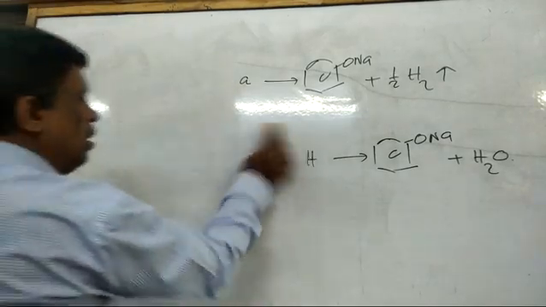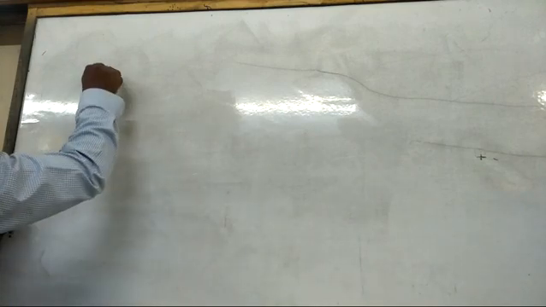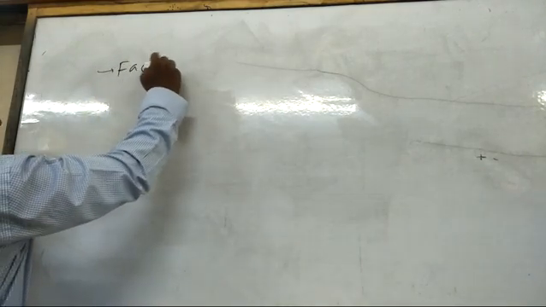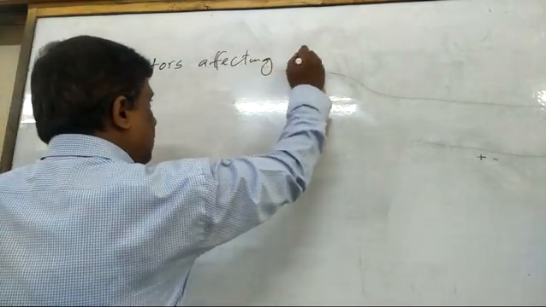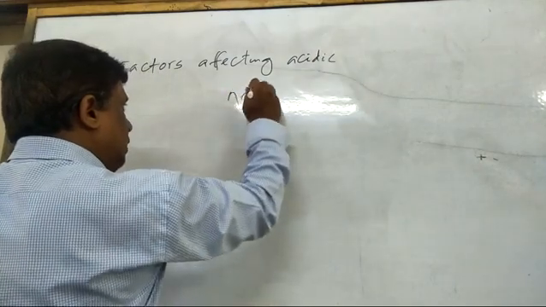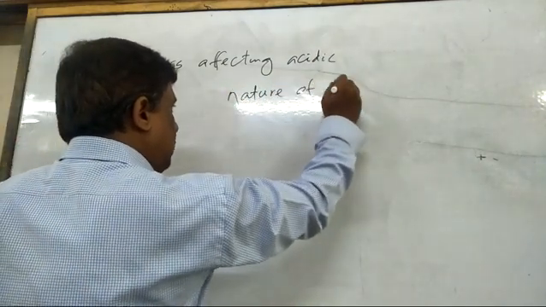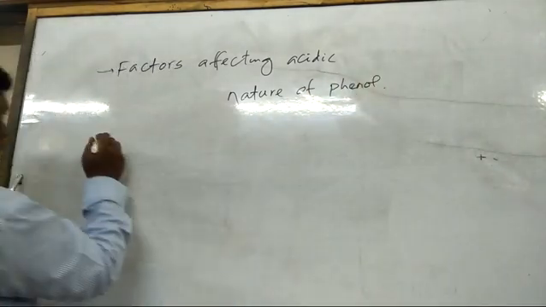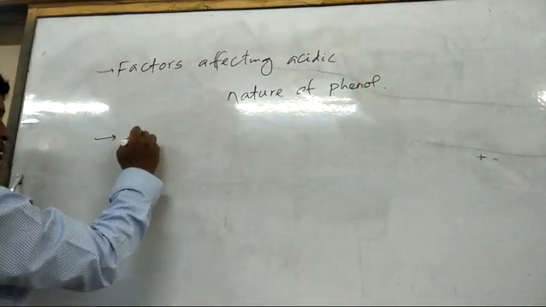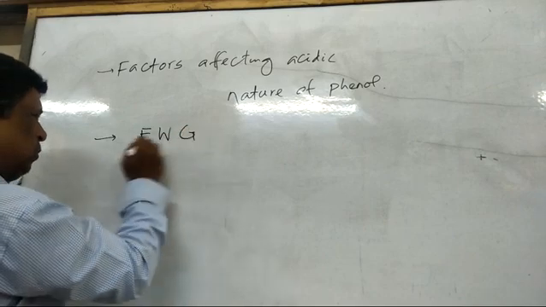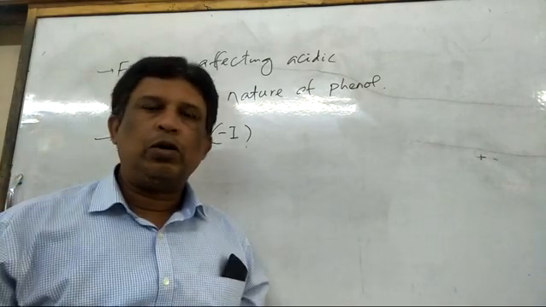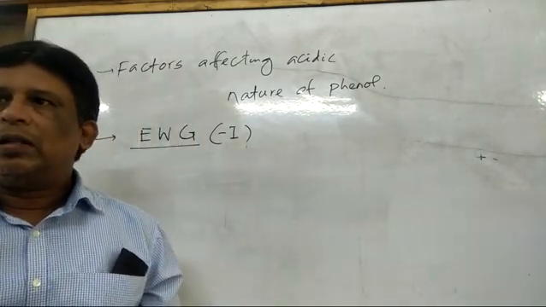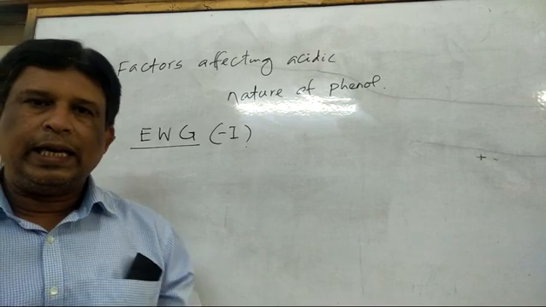Now, what are the factors affecting the acidic nature of phenol? Point one is the presence of an electron withdrawing group, the minus effect. A suitable example is NO2, which increases the acidic nature of phenol.